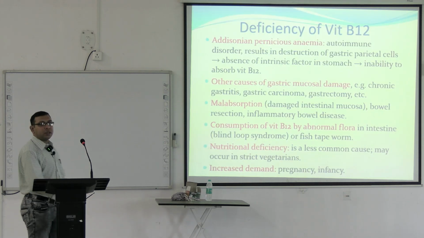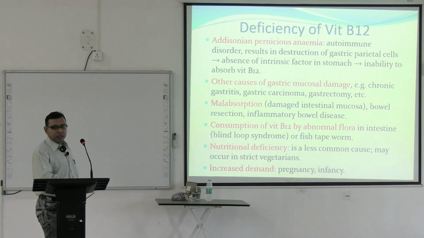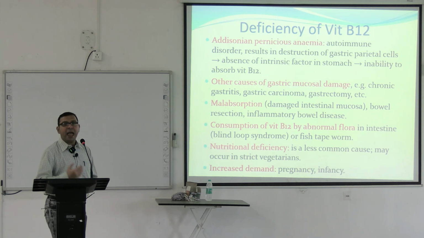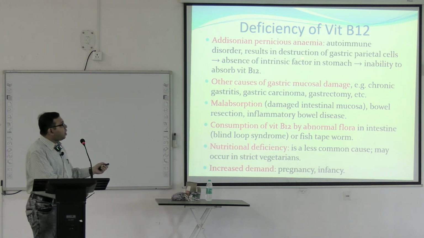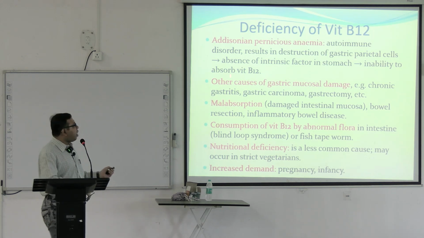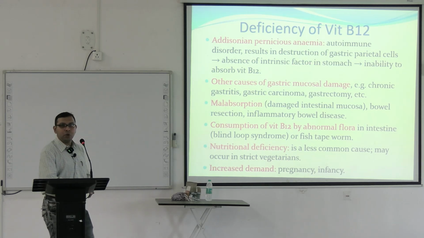So what can happen? Clearly, first and most commonly, pernicious anemia, or Addisonian pernicious anemia as it is known. This is basically an autoimmune disease, where antibodies are formed against cells, resulting in destruction of the gastric parietal cells. From these gastric parietal cells, intrinsic factor is released. So there is absence of intrinsic factor in the stomach and inability to absorb vitamin B12. Pernicious anemia is the most common cause of vitamin B12 deficiency.